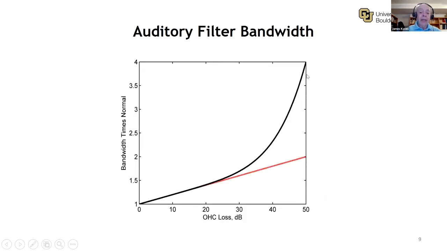Auditory filters: with increasing hearing loss, the auditory filters get broader. So not only do we have a threshold shift associated with hearing loss, we also have reduced frequency resolution in the auditory frequency analysis. For small amounts of loss, we have an approximately linear dependency, as shown by this red dashed line. As the loss due to outer hair cell damage increases beyond about 25 dB, what we see is a substantial increase in the auditory filter bandwidth.